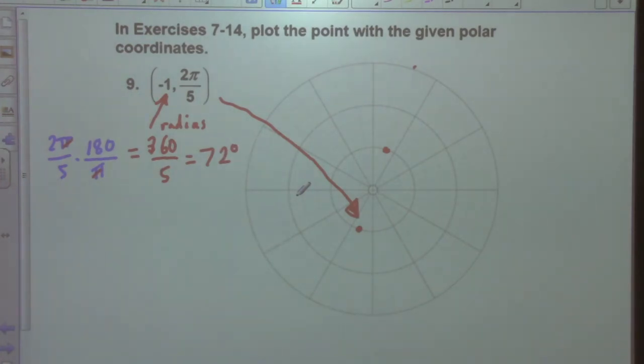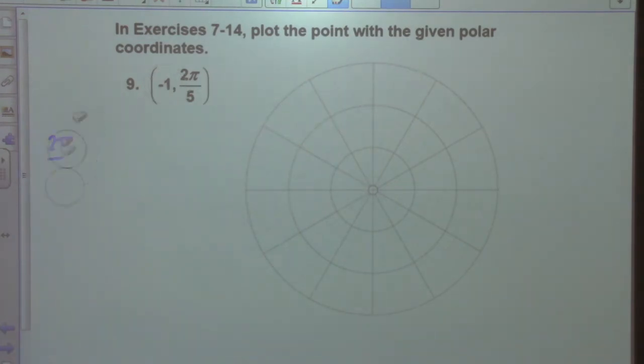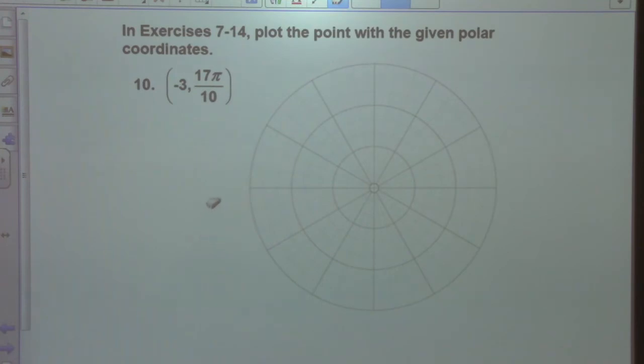That's good. Okay, you have questions on some of these others? Can you do number 10? Yes, I can do number 10. And 11. Okay, 10, 17 pi over 10. I'm going to convert to degrees, so I multiply by 180 over pi. That cancels out. And 180 divided by 10, that's 18. So 17 times 18 is 306. Yeah, 306 degrees.